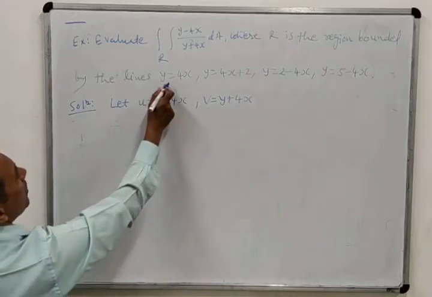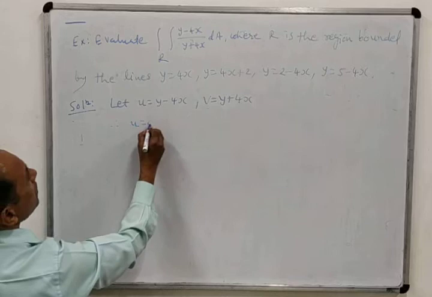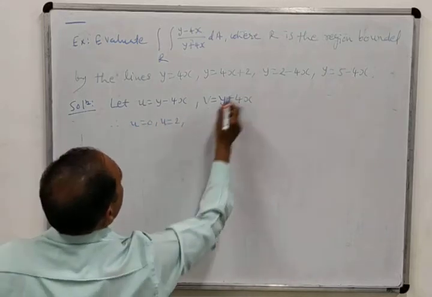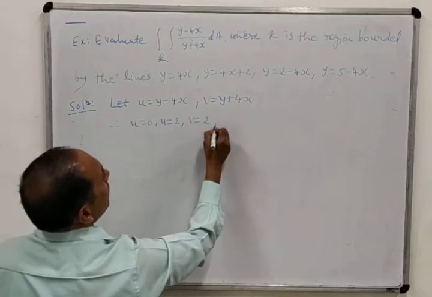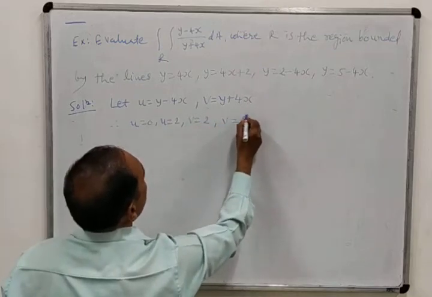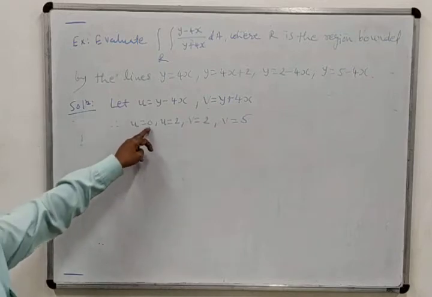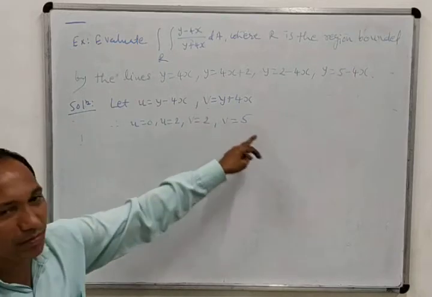And therefore what will happen? This equation will become u equal to 0. This equation will become u equal to 2. This equation will become v equal to 2. And this equation becomes v equal to 5. So here again the limits are very easy. u has the limit 0 to 2, v has the limit 2 to 5.